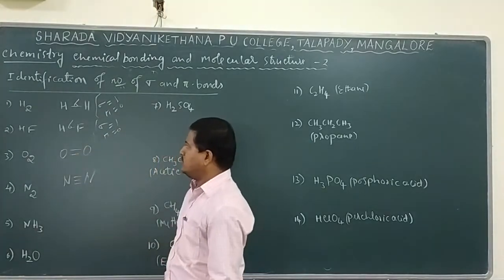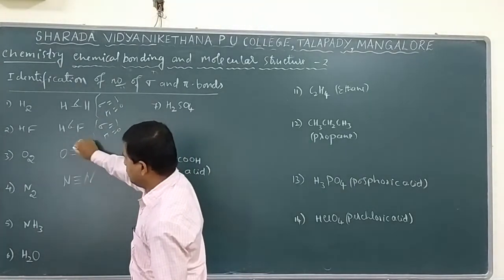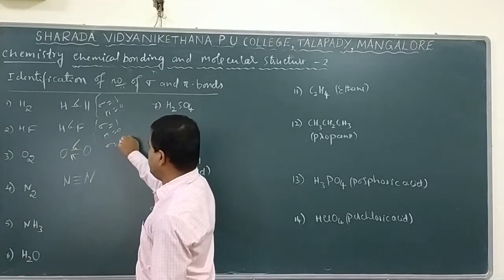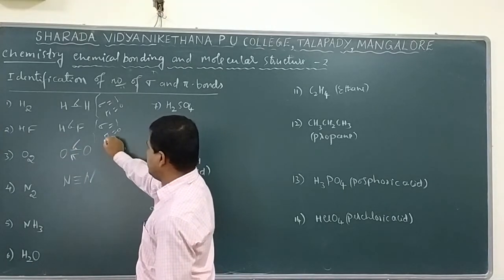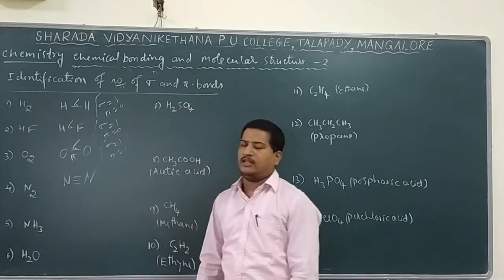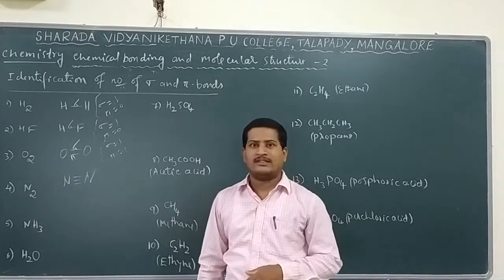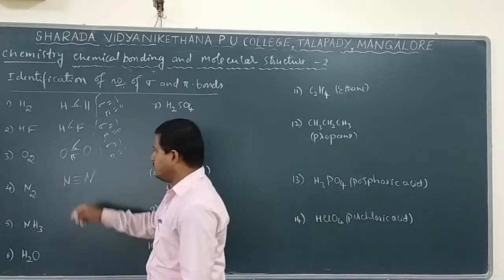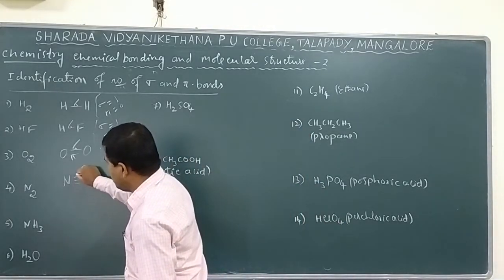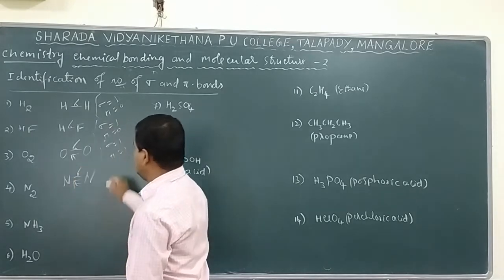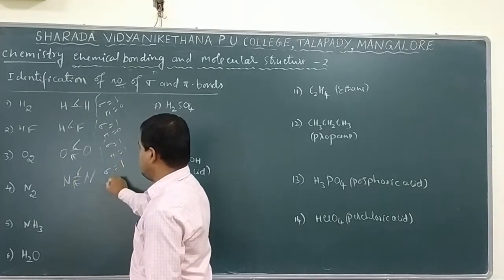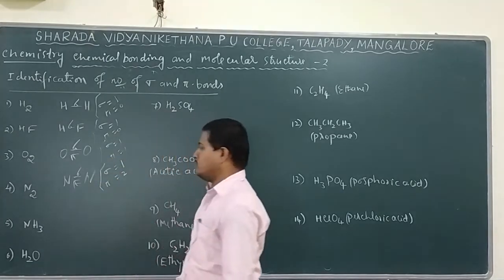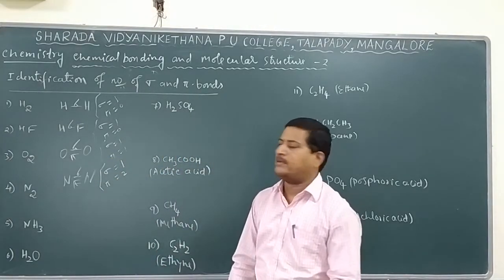If you go with the oxygen molecule, double bonds are there, out of which one is sigma and the other is pi. So the number of sigma bonds is 1, and the number of pi bonds is 1. Point to be noted: in oxygen, two covalent bonds are there, out of which one is sigma and the other is the pi bond. In the case of nitrogen, one is sigma and the remaining two are pi bonds. So in a nitrogen molecule, the number of sigma bonds is 1, and the number of pi bonds is 2.